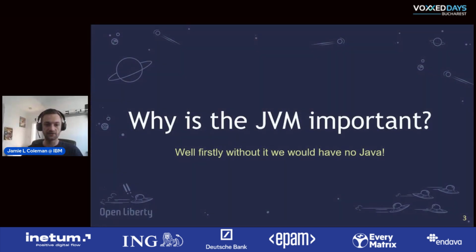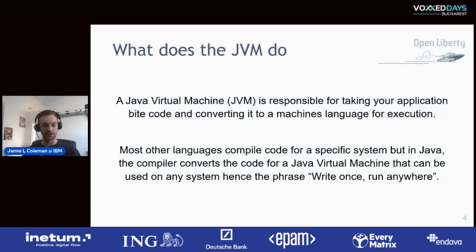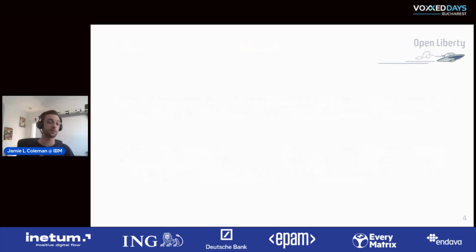Okay, so let's begin with, why is the JVM important? Well, we wouldn't have Java without it. So what does it do? Well, the Java virtual machine translates your compiled code into a language your computer can actually do something with. Most other languages compile for specific systems, but Java compiles for the Java virtual machine, and this can be run on any kind of system, hence the phrase write once, run anywhere.